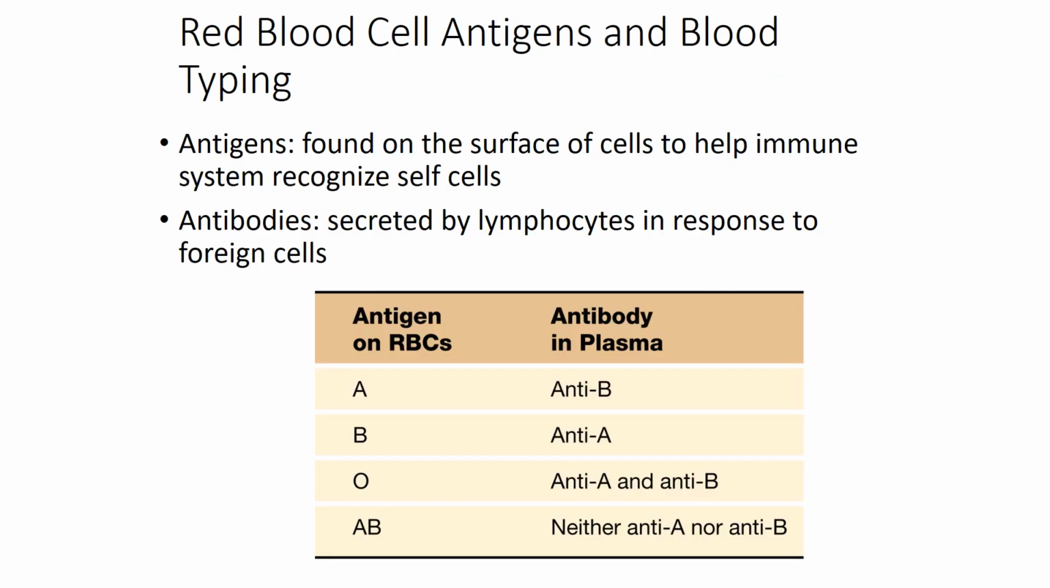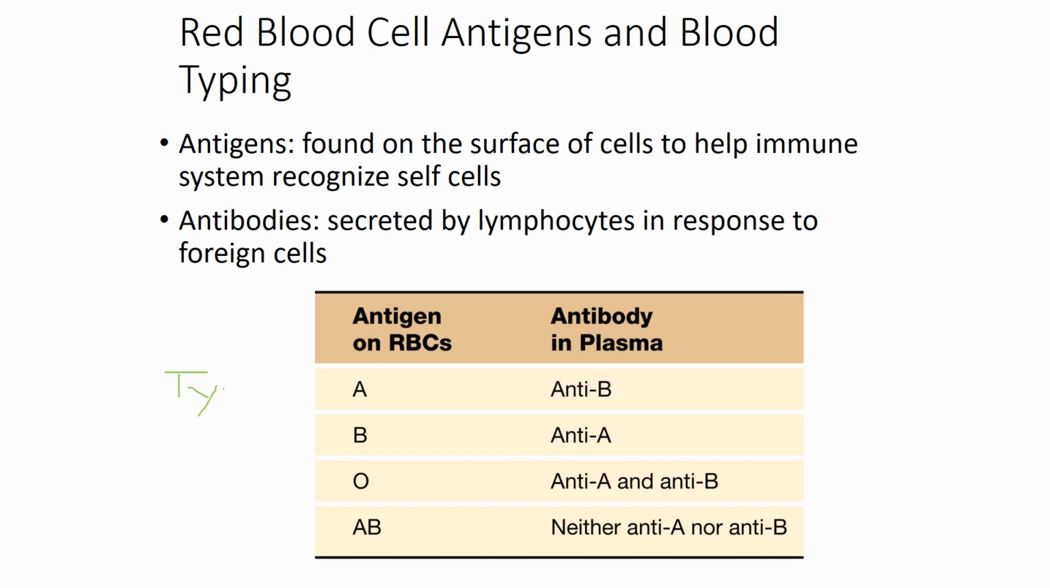Next, with red blood cells, let's look at the different antigens and blood typing. Antigens are found on the surface of red blood cells to help the immune system recognize itself. These are due to lipids and glycoproteins found in the plasma membrane. Antibodies are secreted by the lymphocytes in response to foreign cells and are typically found within the plasma of blood. So here we're going to have type A blood.